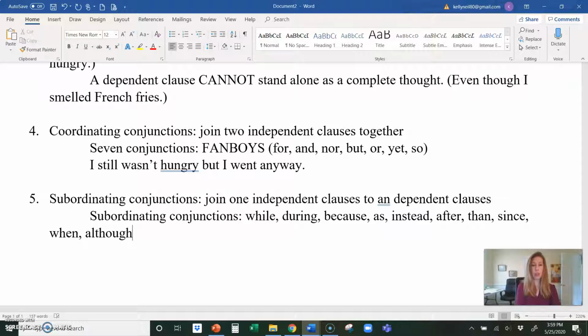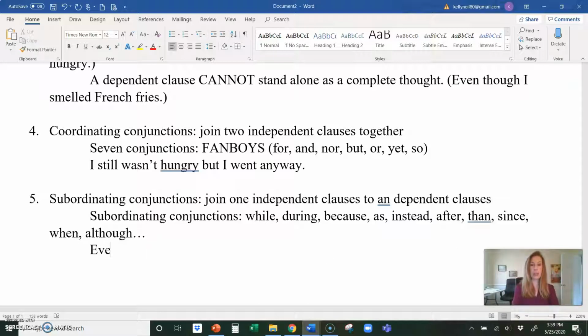Oh, the list just keeps going and going. That's just some examples. Subordinating conjunctions basically make one idea less important than another one. So they show kind of a hierarchy of ideas. One idea is more important.